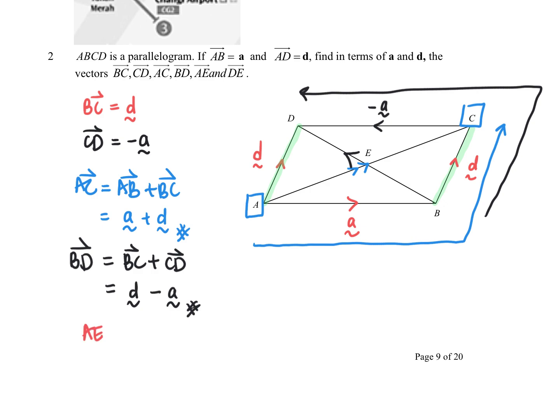Okay, next one is AE. I want to move from A to E here. So what do you think? Okay, so AE, if you can see, it is half of AC. Can you see that this one will cut it into half? The diagonals meet at the midpoint, right? So it will cut it into half. So to find AE, it will be half of my AC. I already got my AC answer, so I put it in. You just write half, then A plus D will do.